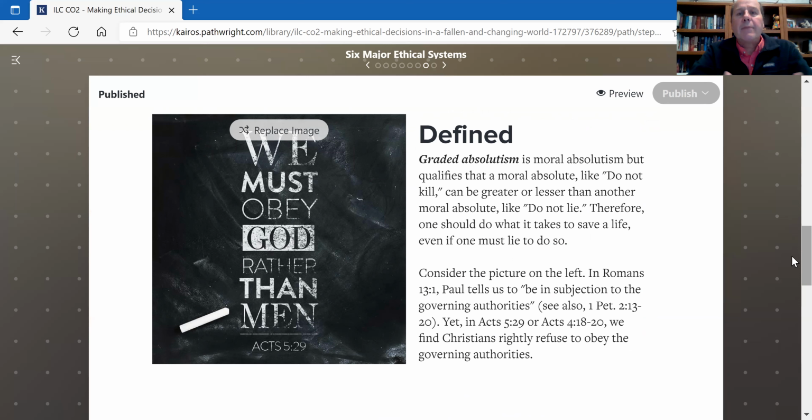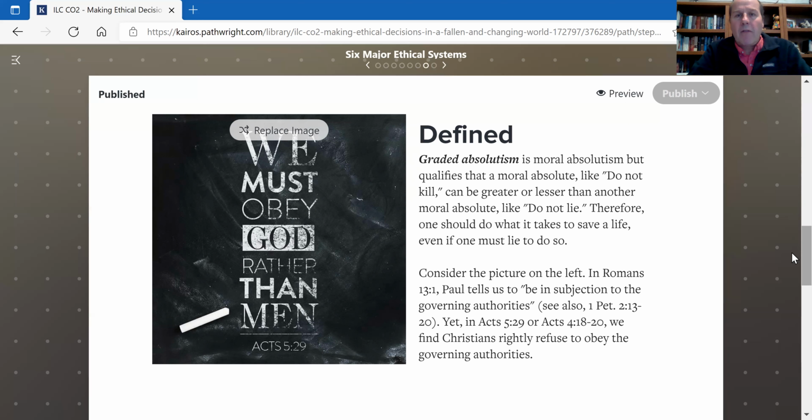But what the graded absolutist is going to say is that there are varying degrees, and there are greater sins and lesser sins. There are greater rights and greater wrongs. And so when we think about the midwives, Pharaoh had told the midwives, you need to kill these babies. And they said, okay. They went, and when the woman was delivering, they didn't kill the babies. They simply allowed the babies to be born.